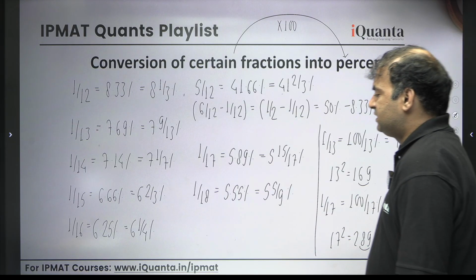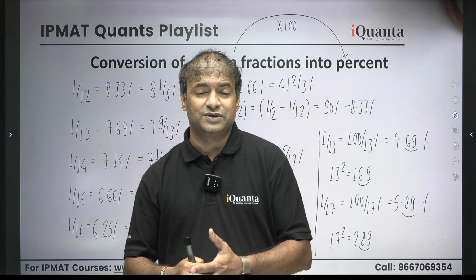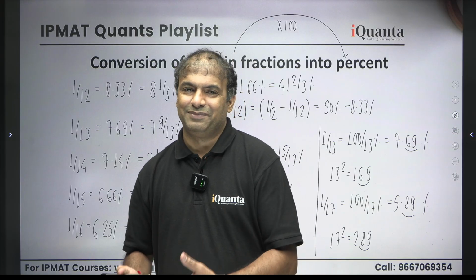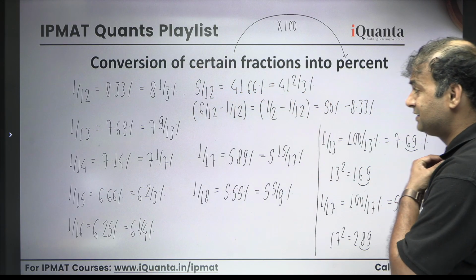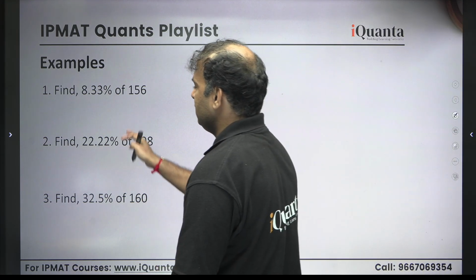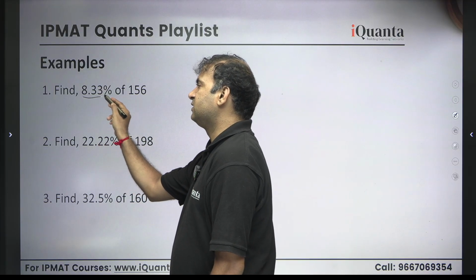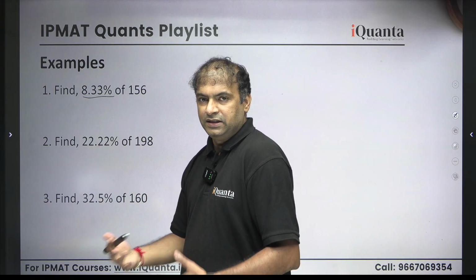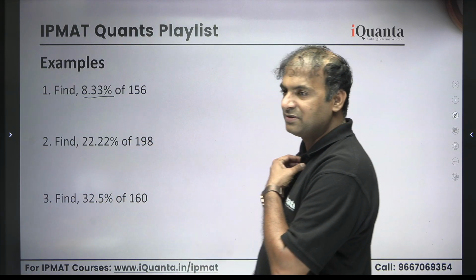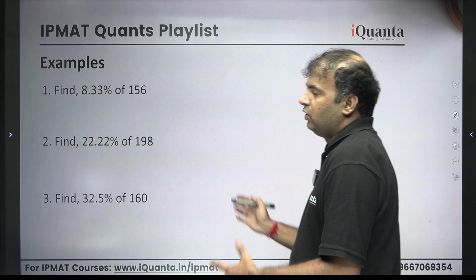Okay, now what is the next thing? First we'll be learning some examples. I'll try to explain why they are so important with the help of a few examples, and then we'll also be doing some applications. So guys, the first example in front of us is to find 8.33 percentage of 156. Now, you might be thinking whether such a weird decimal will be asked in the exam or not. Actually, they can be asked. In fact, most of the time such decimals are asked.